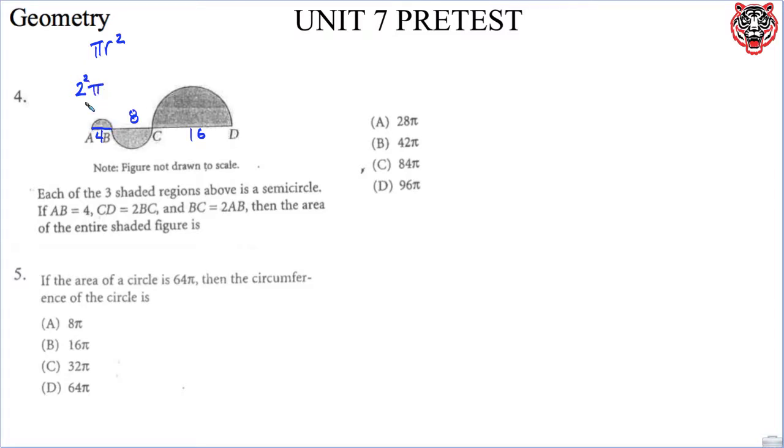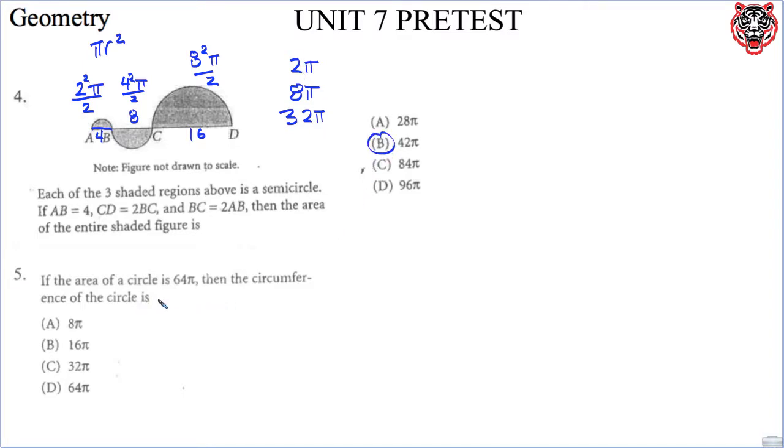And this is only half of a circle, so it's all of this divided by 2, because it's only half of the area. All right, for this circle the radius is 4, so it's going to be 4 squared times pi, divided by 2, because it's only a semicircle. And this one is going to be 8 squared pi over 2. 2 squared is 4, 4 divided by 2 is 2, so we're left with 2 pi. 4 squared is 16, divided by 2 is 8, so we have 8 pi. 8 squared is 64, divided by 2 is 32 pi. Then I add these up, 32 plus 8 is 40, 42 pi is the answer.